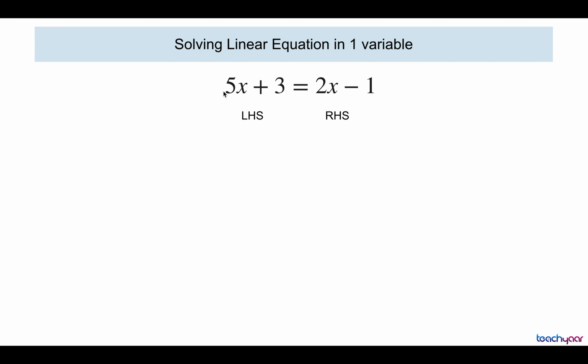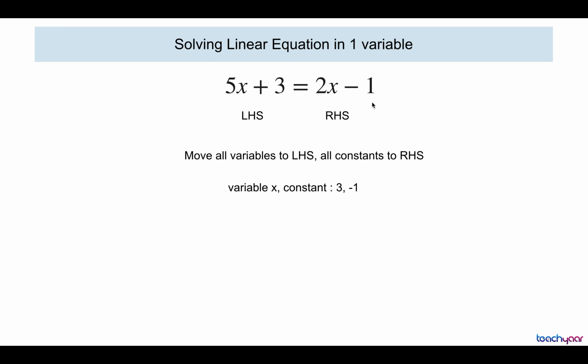So this is the equation 5x plus 3 is equal to 2x minus 1. What you do is first you say, okay, what is the left hand side and what's the right hand side? So you've got that. Now what you do is you take all the variable terms. Whichever terms have a variable, you move to the left and you move all the constants to the right. This is a very simple way of doing it.